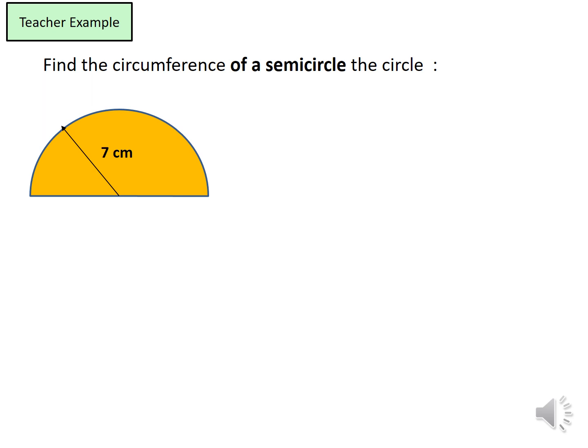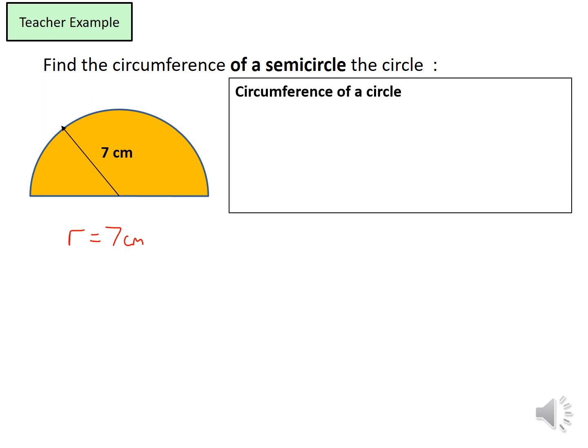Find the circumference of a semicircle where the radius is now 7 centimeters. So the radius is 7 centimeters. Again, what we need to do is find the circumference of a full circle first. This time we will use the other formula for finding the circumference, which is circumference equals 2 pi r. Now we already know what the radius is, which is 7 centimeters, so we can substitute that value into this formula.